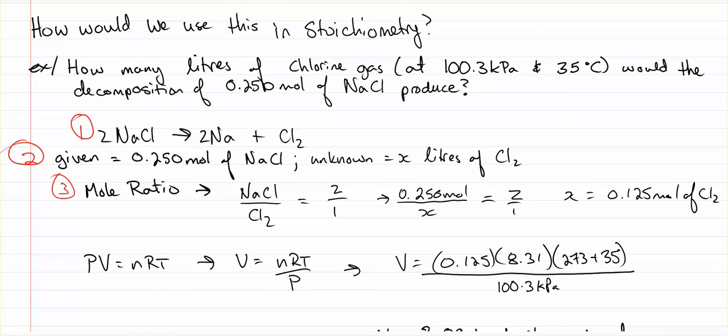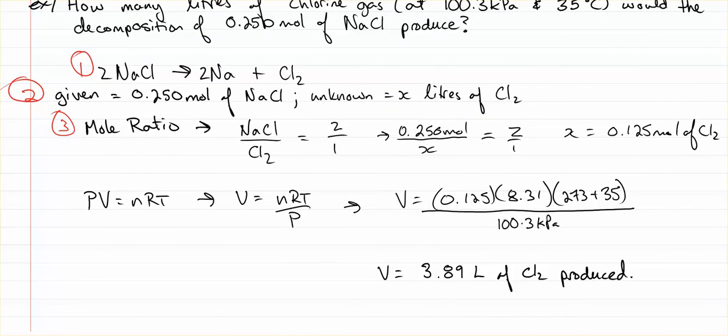Our volume is 0.125 times the universal gas constant, 8.31, multiplied by 273 plus 35, and divided by 100.3 kilopascals. So we get 8.39 liters of Cl2 will be produced. I hope this helps you understand how we're going to use the ideal gas law and stoichiometry.